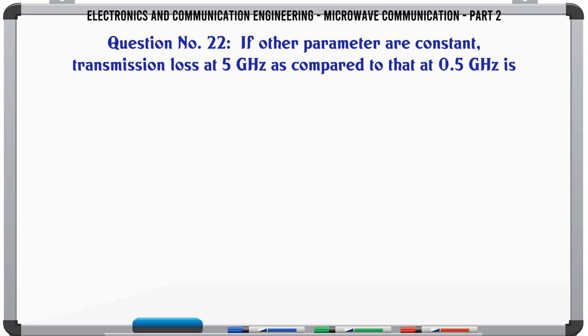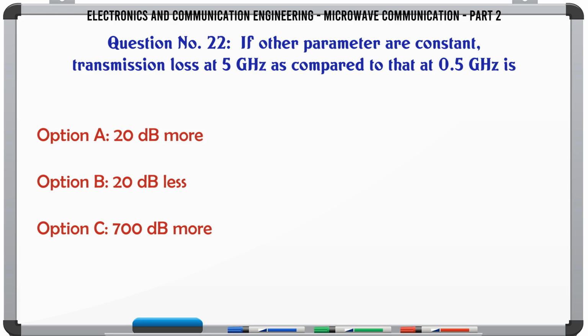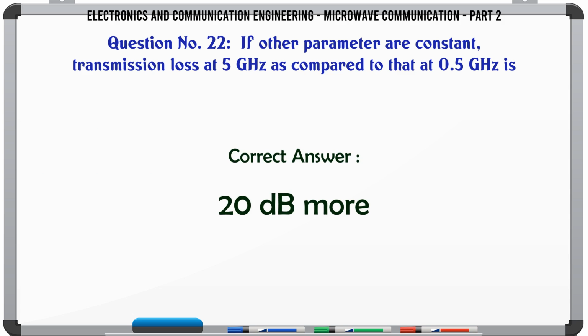If other parameters are constant, transmission loss at 5 GHz as compared to that at 0.5 GHz is: A. 20 dB more, B. 20 dB less, C. 700 dB more, D. 100 dB less. The correct answer is 20 dB more.